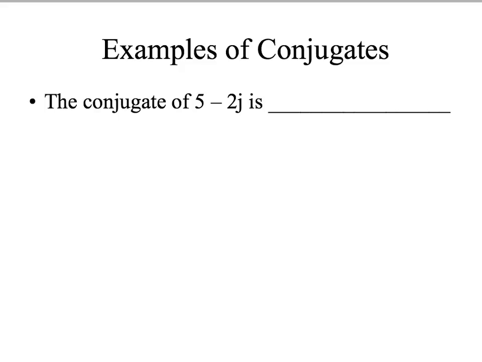A conjugate is the same thing with a different sign. So 5 minus 2j and 5 plus 2j are what we call complex conjugates.